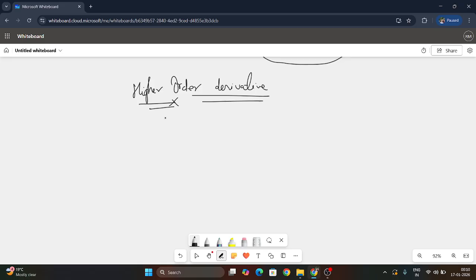It's very clear. Suppose that I am having y is equal to y(x), or f(x), g(x), whatever you want. And if I differentiate it one time, I will get dy by dx. So this is generally called the first order derivative. What is this? This is the first order derivative.